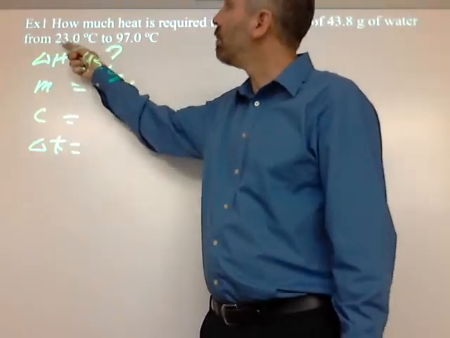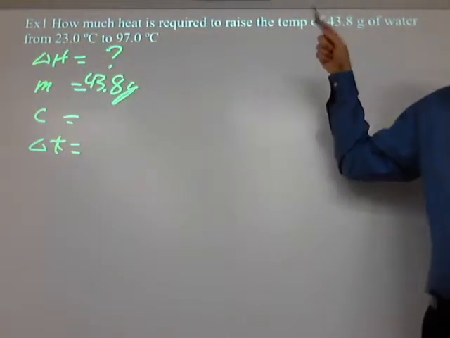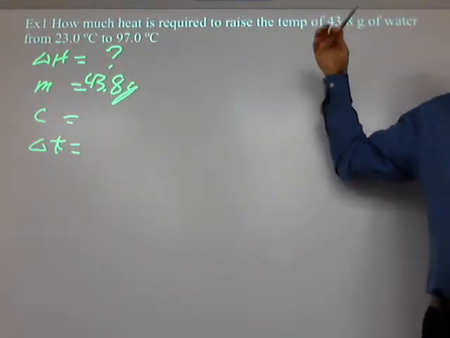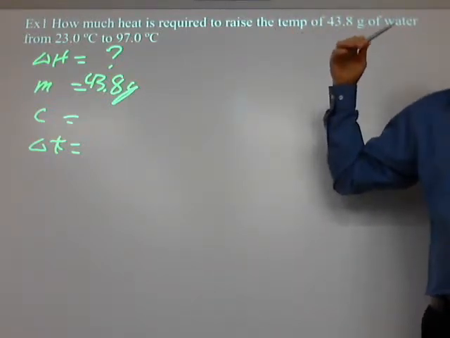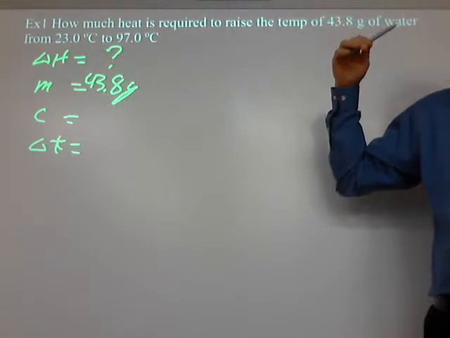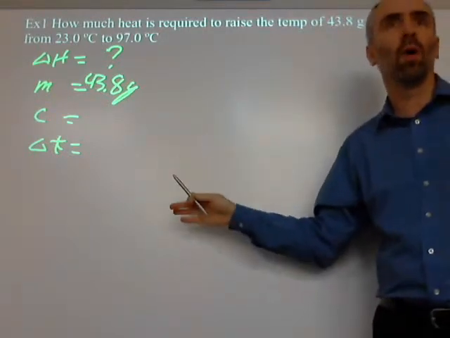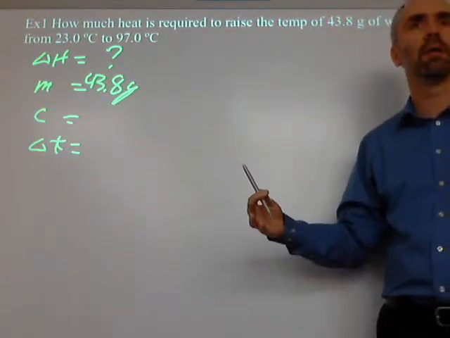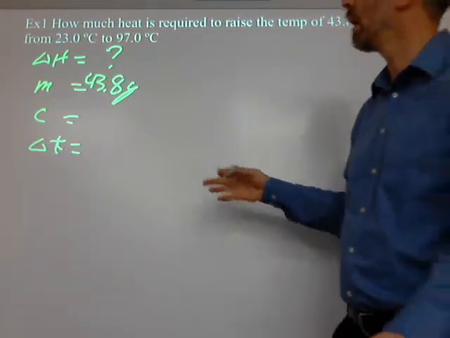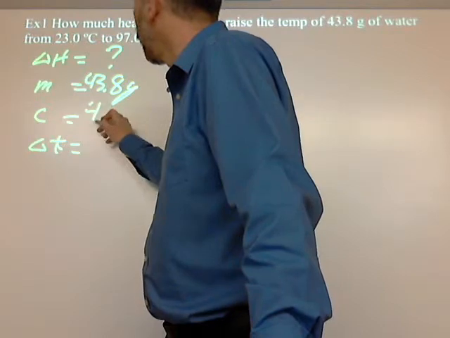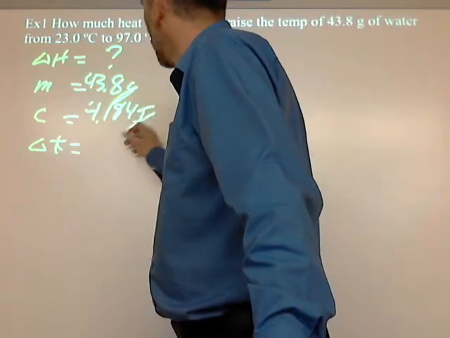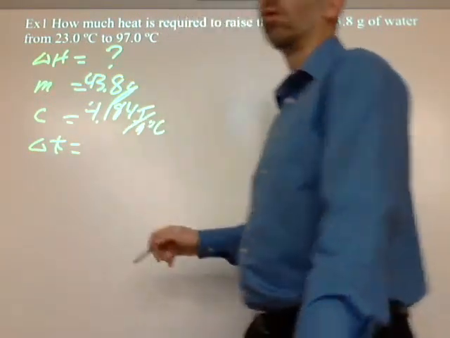If these temperatures had been 110 going to 140, it would have been gas. And if it had been minus 20 going to minus 50, I would have used the C for solid. Okay? So I have to use the one for liquid. That's 4.184 joules per gram degree Celsius. I told you I was going to talk about the units.